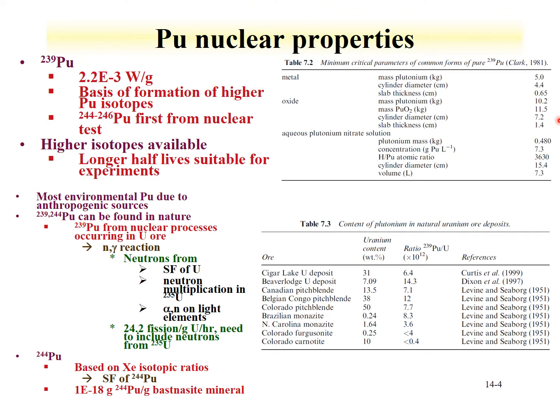The information related to critical masses of plutonium-239 is shown here. A critical mass of plutonium can be as low as half a kilogram under these solution conditions. Of course, in a solution condition where the neutron is thermalized, the reaction cross-section increases. That is why these critical masses under these thermal conditions are much less than either the oxide or the metal.